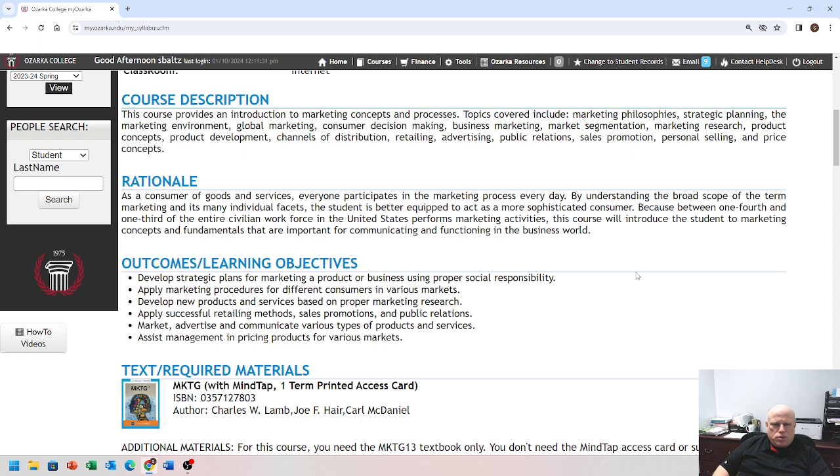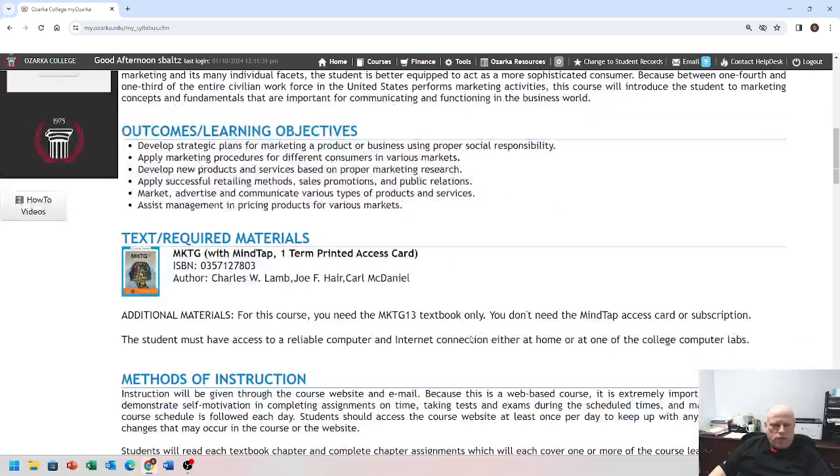And then the outcomes and learning objectives are very closely tied to the course description and rationale that I just talked about. So I'm just going to let you read through that. I'm not going to bore you with going over each one of those. Read through those and let me know if you have questions.